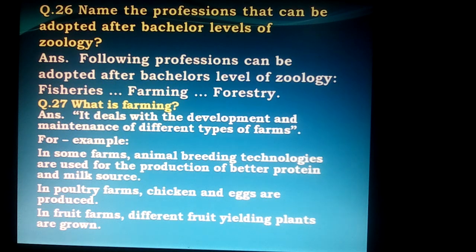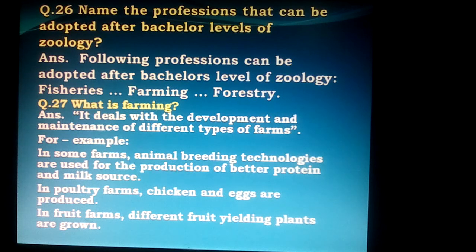Question number 26 says, name the professions that can be adopted after bachelor level of zoology, when you have completed your bachelor level in zoology. The following professions can be adopted after bachelor's level of zoology: the fisheries department, farming department and forestry department. In place of zoology you can also say biology, because for fisheries, farming and forestry, you can change zoology to biology after completing the bachelor's level.